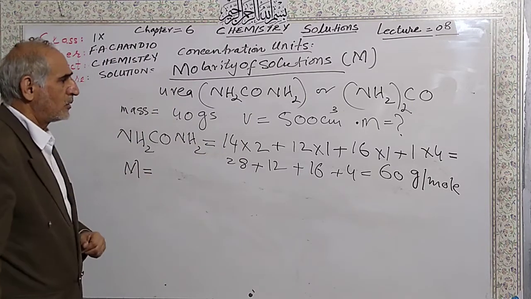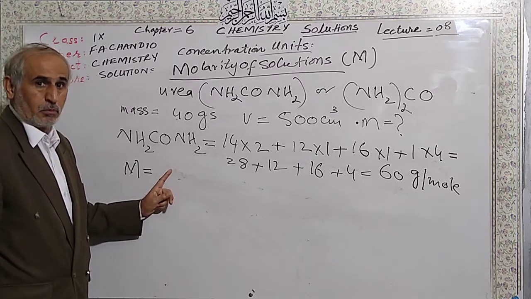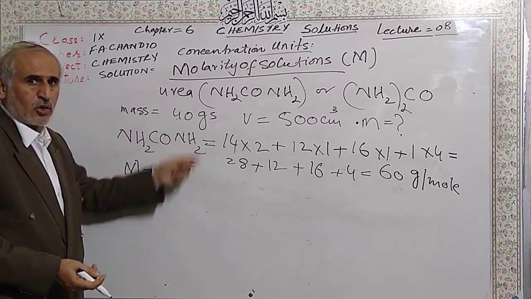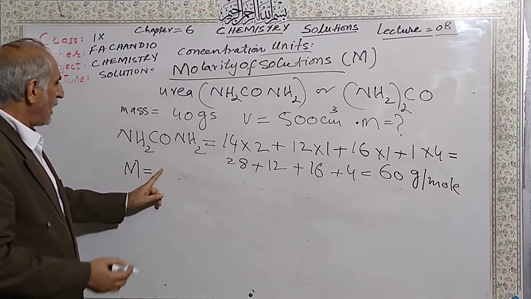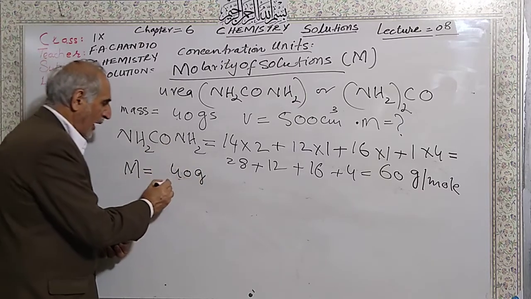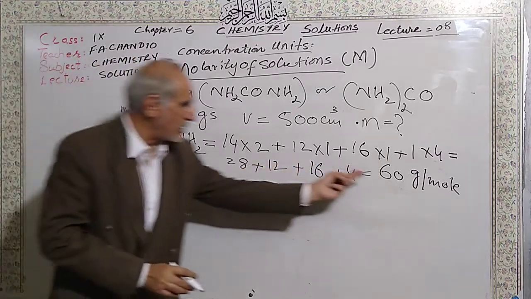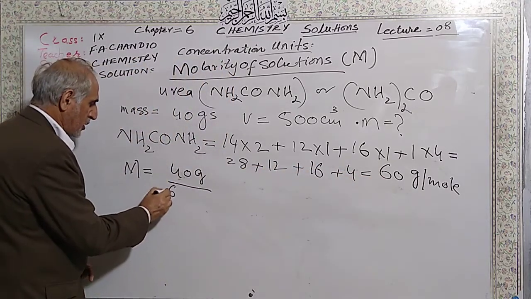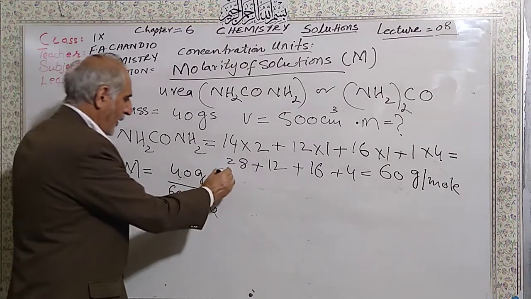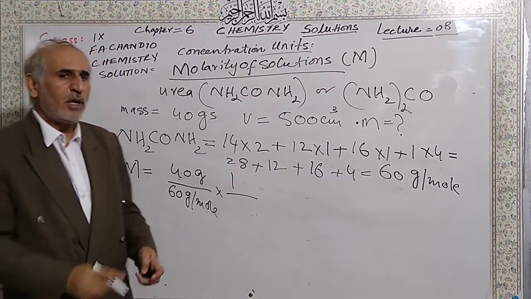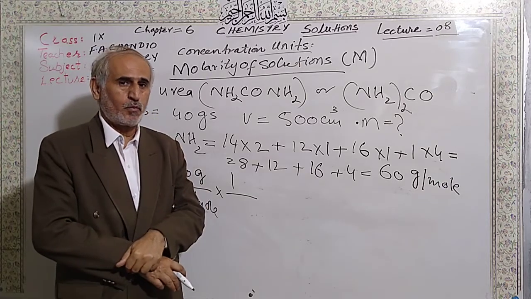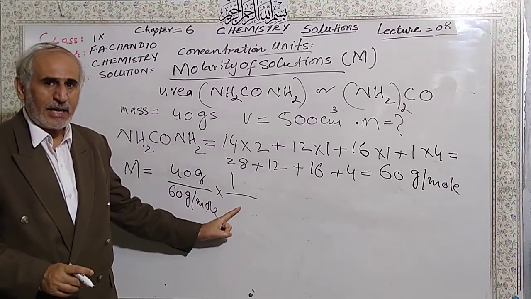Molarity is equal to mass in gram. If you see the book, mass in gram, I also wrote previously here. So mass in gram, that's 40 grams. Yes, write 40 grams here. Divided by molar mass. Molar mass is 60 grams per mole, with the unit. Multiply by 1 over volume of solution in decimeter cube, if you remember the definition I told you.